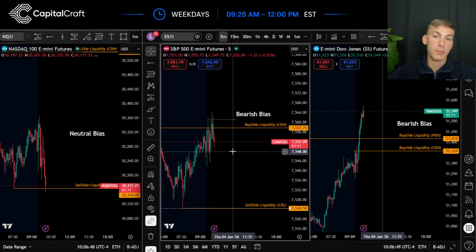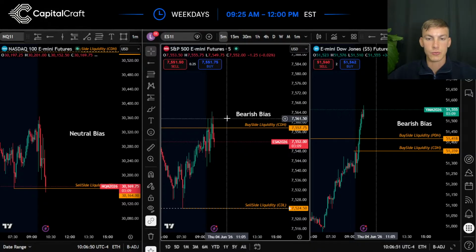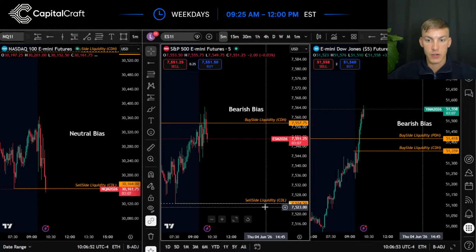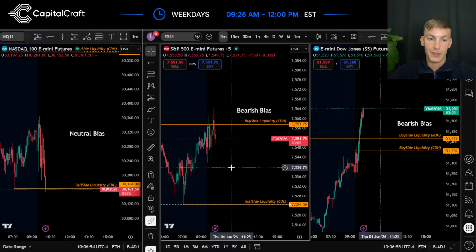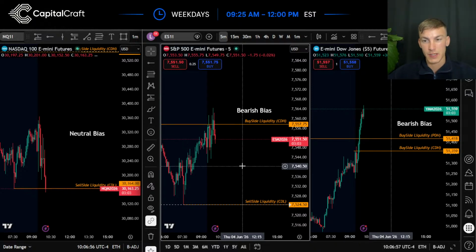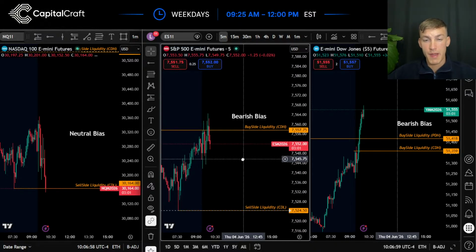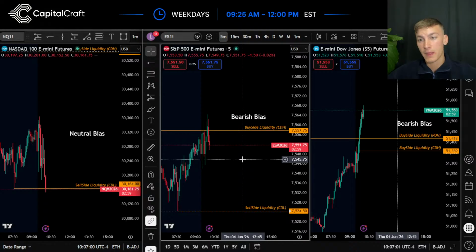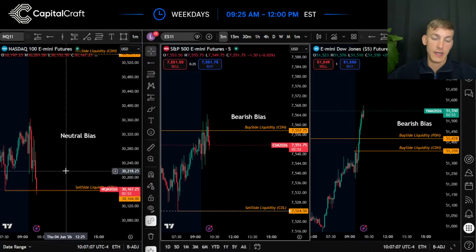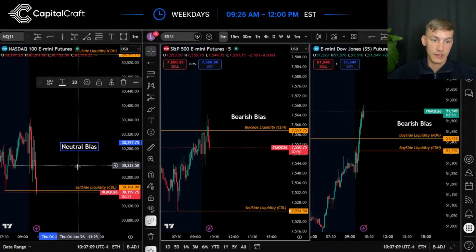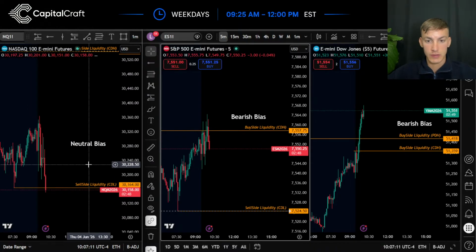That would have given me the perfect reason to want to go short and essentially target that sell side level. But like I said, we've not managed to get that. I'm still, however, bearish on the S&P, the Dow. Those are the two assets that I will be looking to participate in now that we have seen a raid in sell side. I'm no longer interested in the Nasdaq.